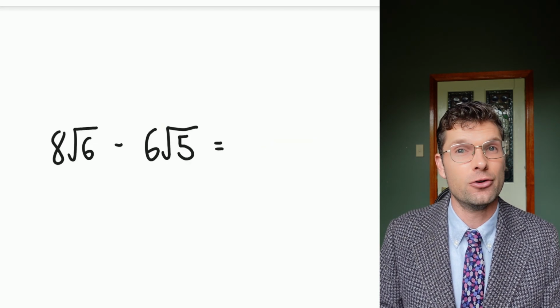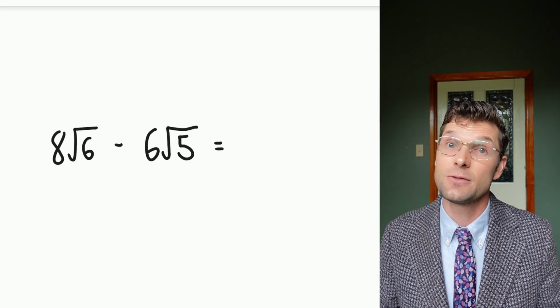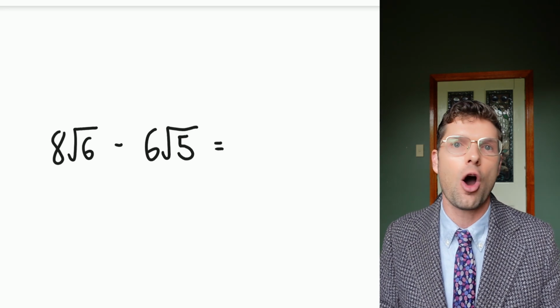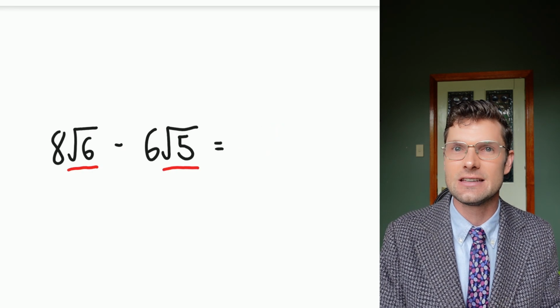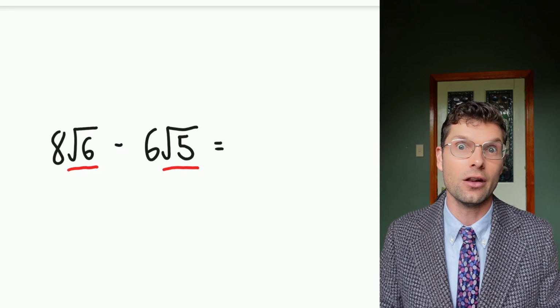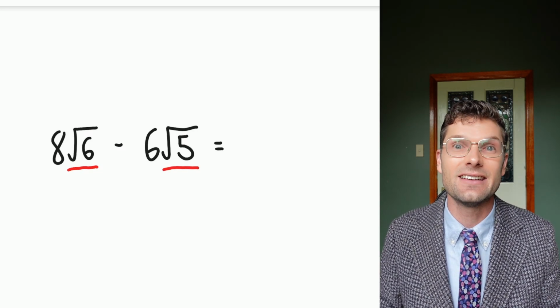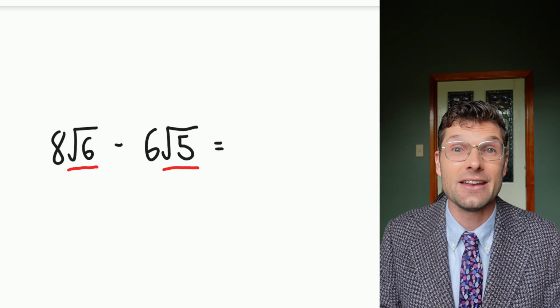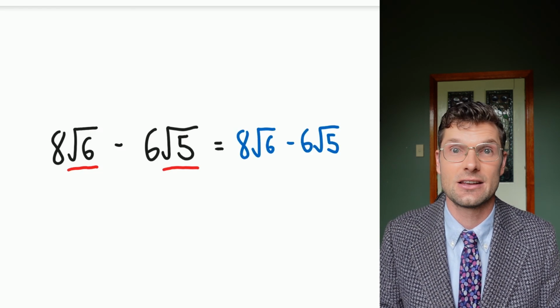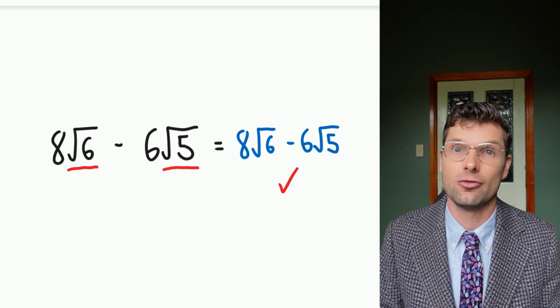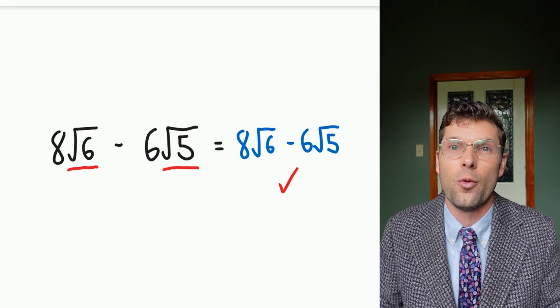This one here, I've got 8 root 6 minus 6 root 5. And sometimes my students will jump into this really quickly and go, oh, 2 root 1, full marks. But what's really important is that root 6 and root 5 are not like. These are different numbers under that square root sign. That means we can't do anything to them. So the correct answer is legitimately just 8 root 6 minus 6 root 5. That's as simple as you can write this. That is all the work you need to do.